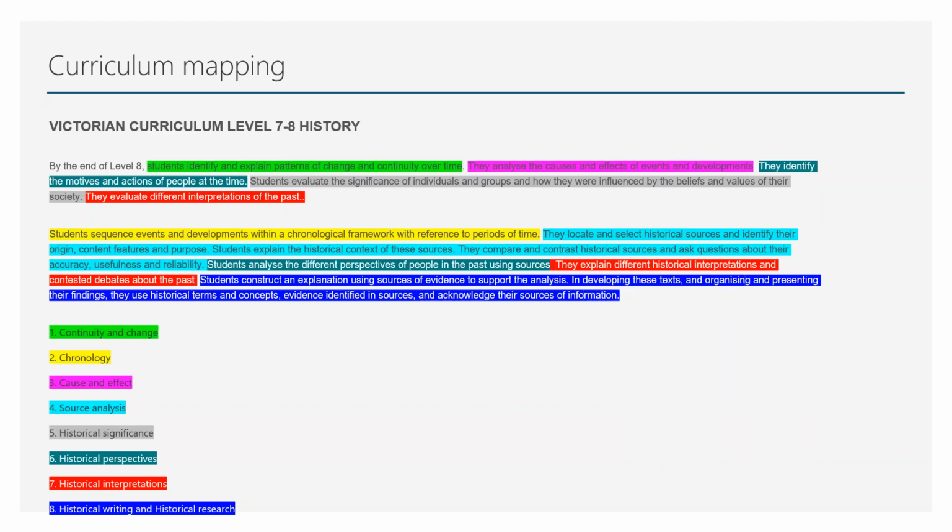Just briefly, our wonderful head of content, Catherine, has demonstrated here that this is the achievement standard for year 7-8 history, and this is where you find all of that stuff in the Matilda book.